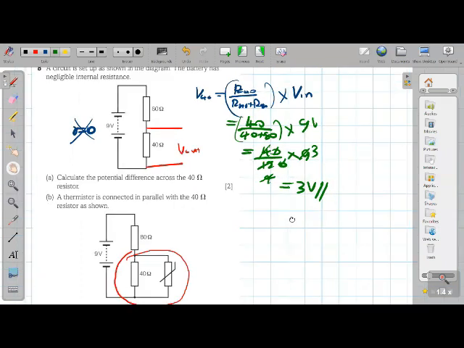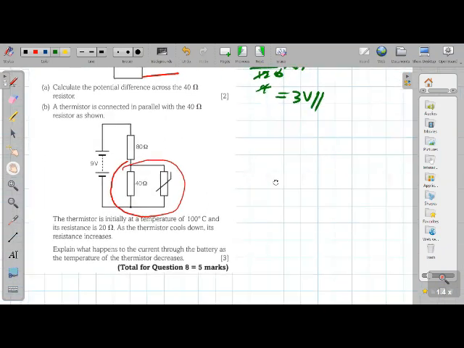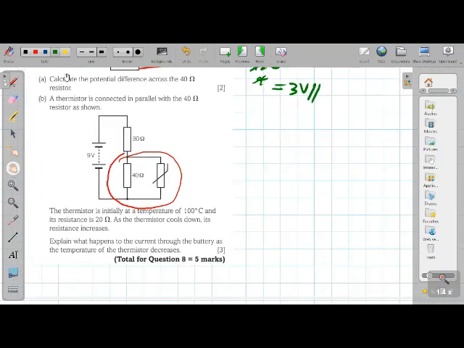3 volts. Okay, now there is a thermistor connected in parallel with the 40 ohm resistor as shown. The thermistor is initially at a temperature of 100 degrees Celsius and its resistance is 20 ohm. Can you substitute that? So now you have to draw this setup again like in the previous one, now with R equivalent.